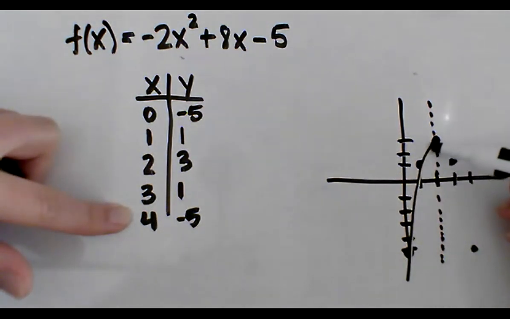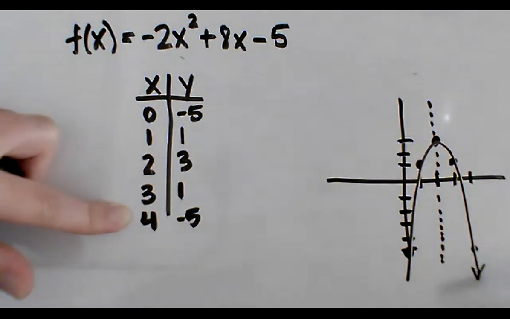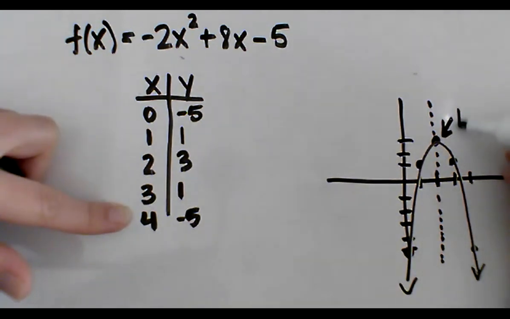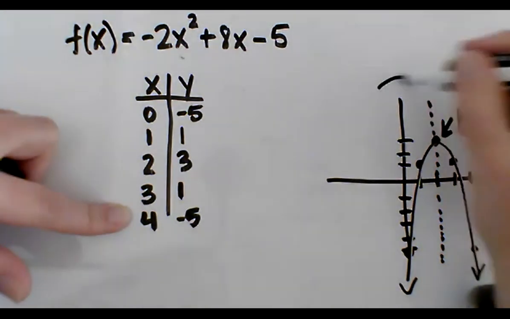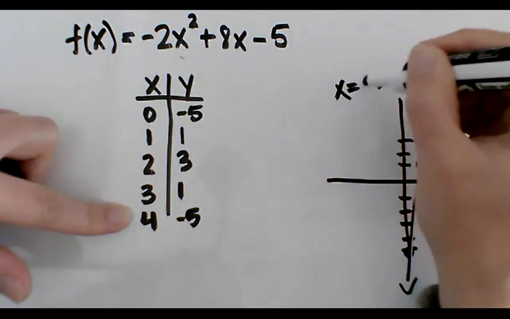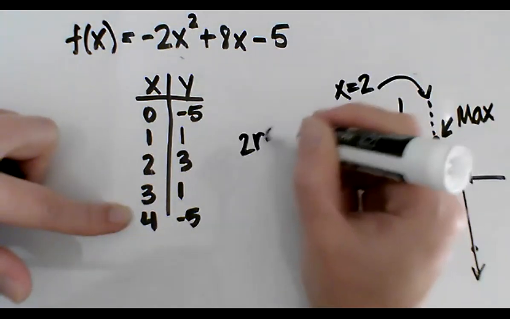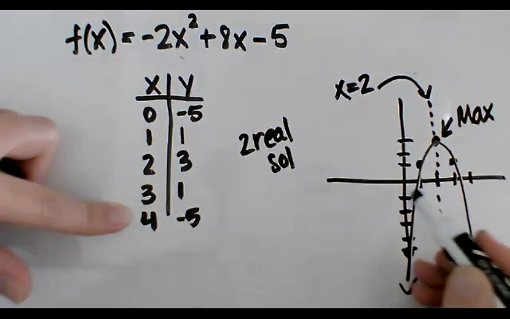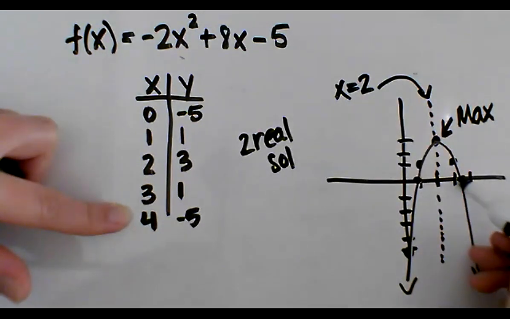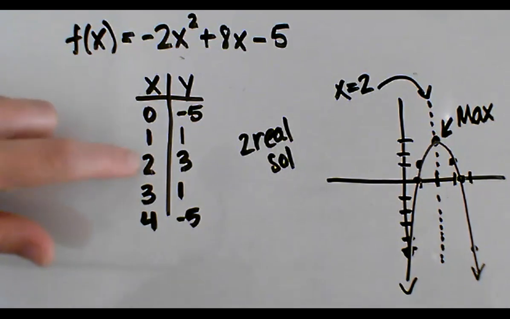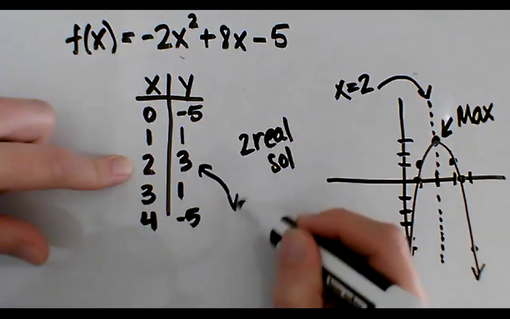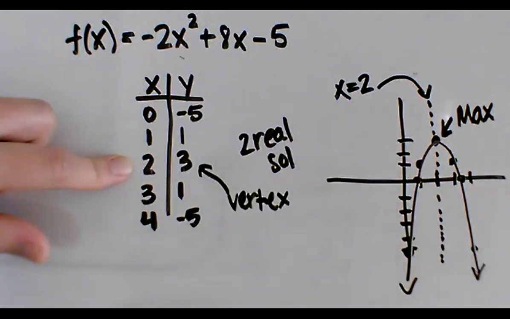So this would be the graph of our parabola. Our vertex is a maximum because it's the highest point. Our axis of symmetry is at x equals 2. We have 2 real solutions because I have 2 x-intercepts. I don't quite know where they are, but I know that I have 2 of them. And then our vertex is at 2, 3 that we found, again, from using our formula. So that's how we create a graph of a quadratic when it's in standard form.